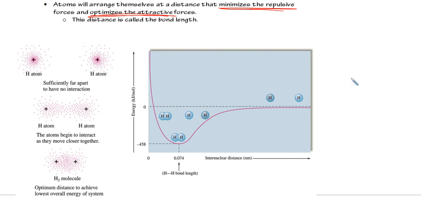The graph measures 2 things. One of them, internuclear distance. The distance between the 2 nuclei measured in nanometers. Yikes, that's small. On the other axis, we're measuring energy. And we could be more specific and call it bond energy, the energy either required to break the bond, or we could think about it as the energy released when the bond forms.